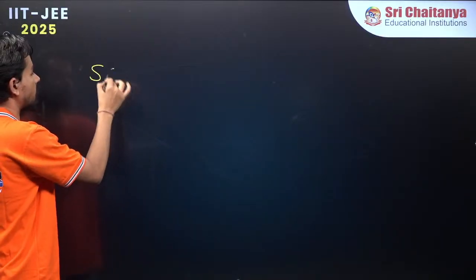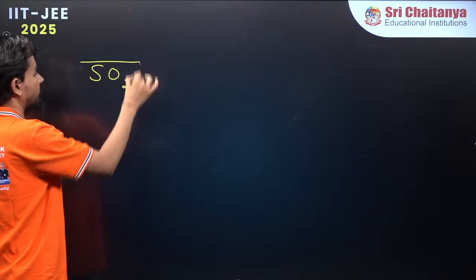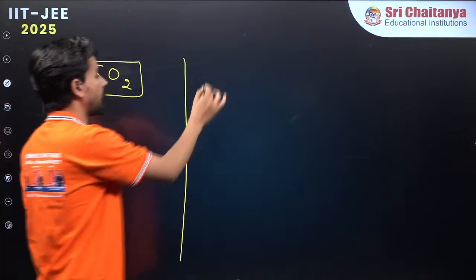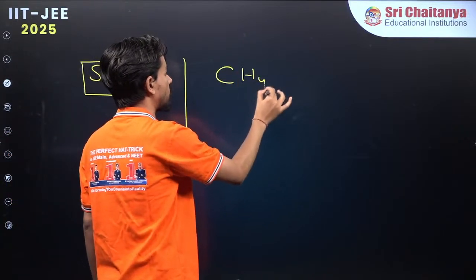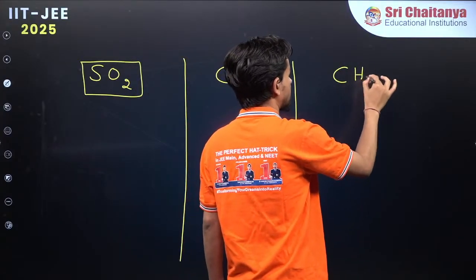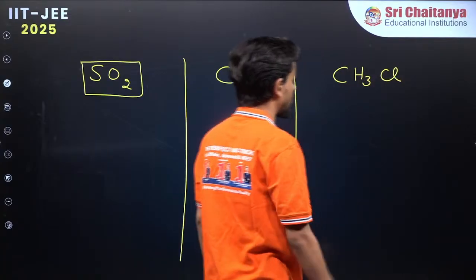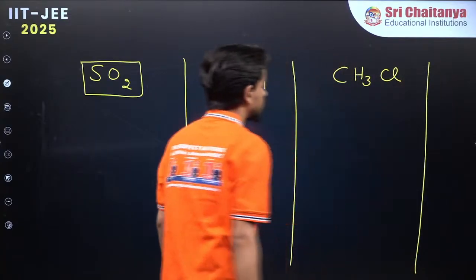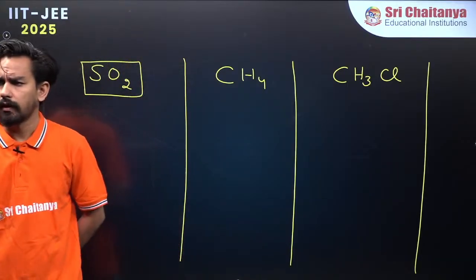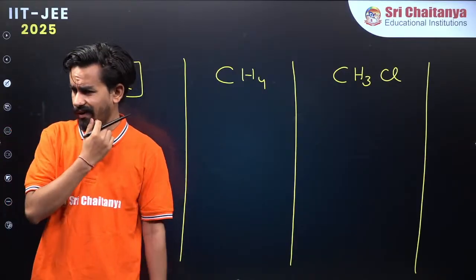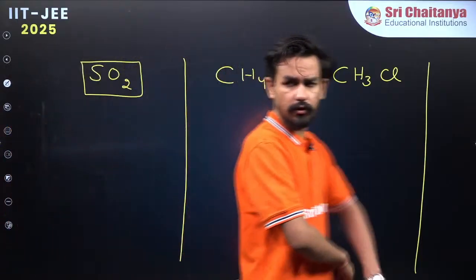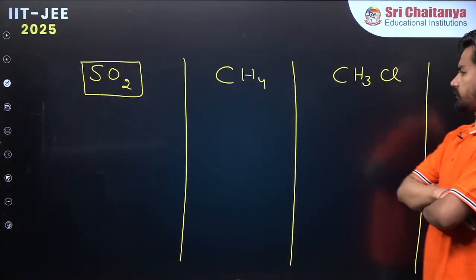Now draw SO2. Apart from that, we have to draw CH4 and CH3Cl. Then I think that is enough. Let's draw these three, then we will move. Think about these. I am waiting for 2 minutes. Do it.